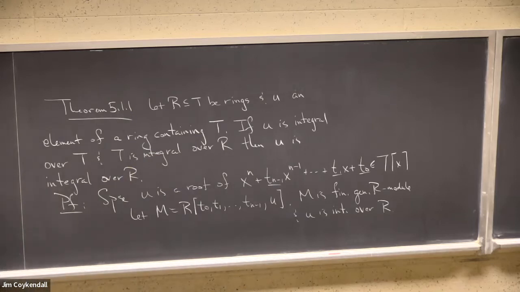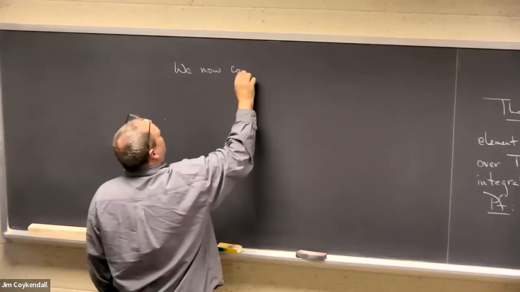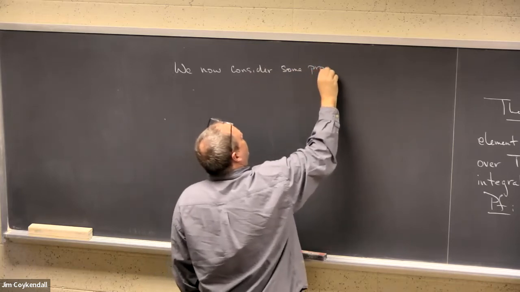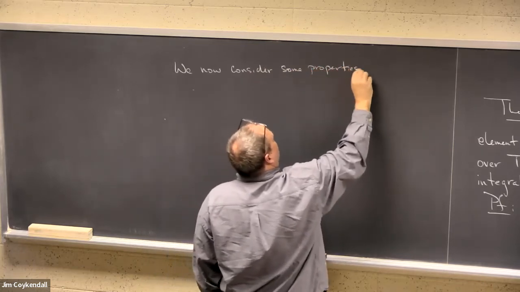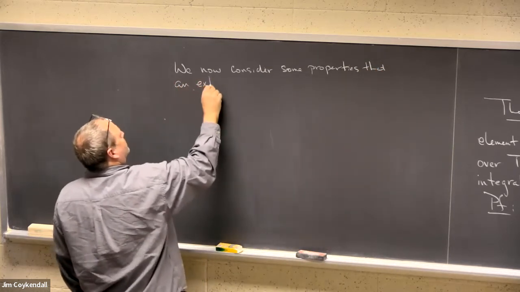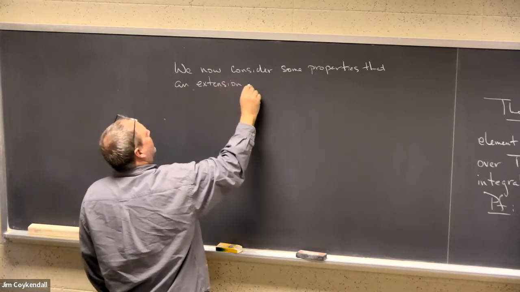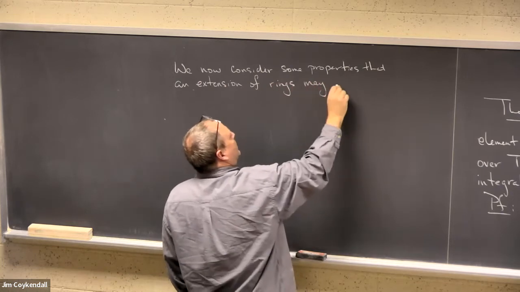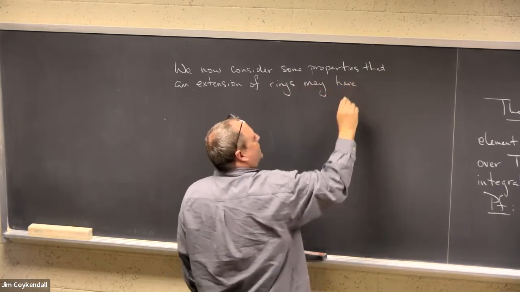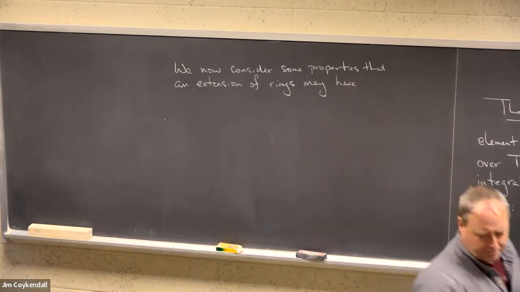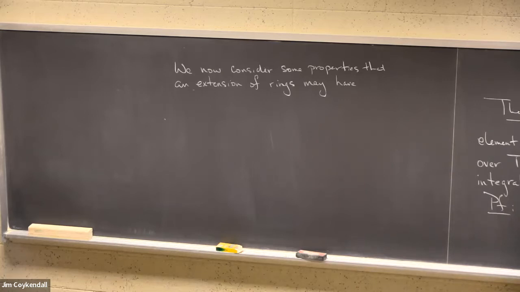Now what I'm going to do is launch into this. We now consider some properties that an extension of rings may have. And of course, implicitly with that, I mean may or may not have. You've heard me use at least some of this terminology before.